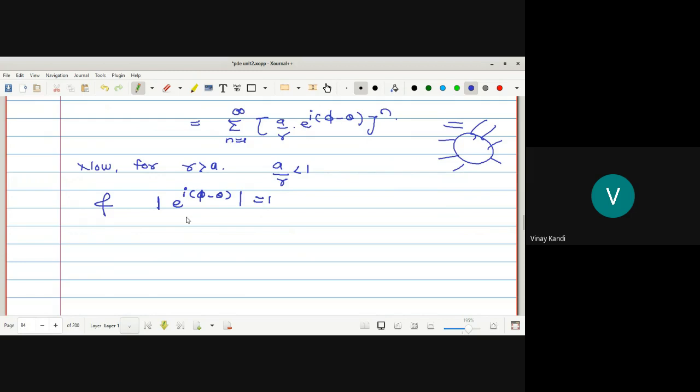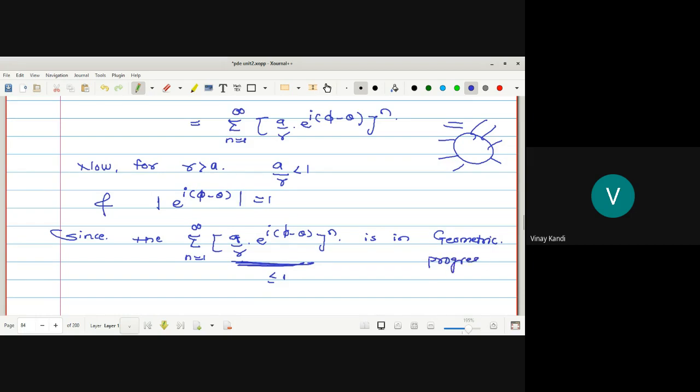Since this series n running from 1 to infinity, a upon r into e raised to I phi minus theta bracket raised to n, total quantity काय झाला तुमचा, is less than or equal to 1. हा less than 1 आहे a upon r. त्याचा काय व्हॅल्यू, ह्याची व्हॅल्यू काय 1 आहे. Okay, so the whole quantity काय less than or equal to 1 आहे. So it is in geometric progression. Geometric series शिकले का? Geometric progression.